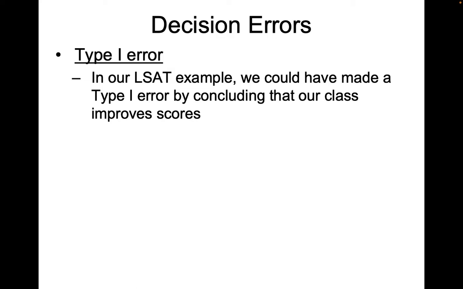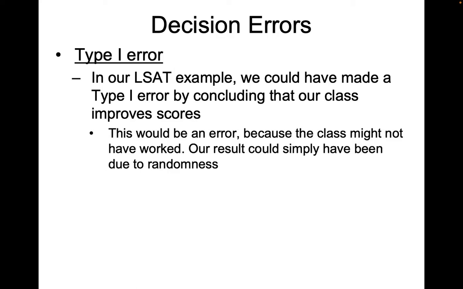So in our example, we could have made a type 1 error by concluding that our class improved scores. We could have actually been wrong. We rejected the null hypothesis, and we could have been wrong in doing that. This could have been an error because the class might not have actually worked. We should tell ourselves that our result simply could have been due to randomness. Just good old-fashioned random chance, or luck.